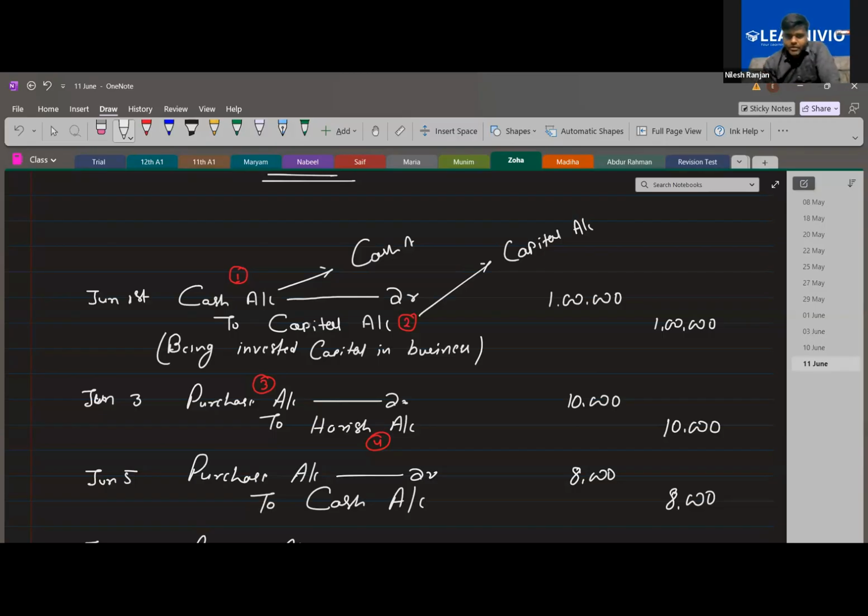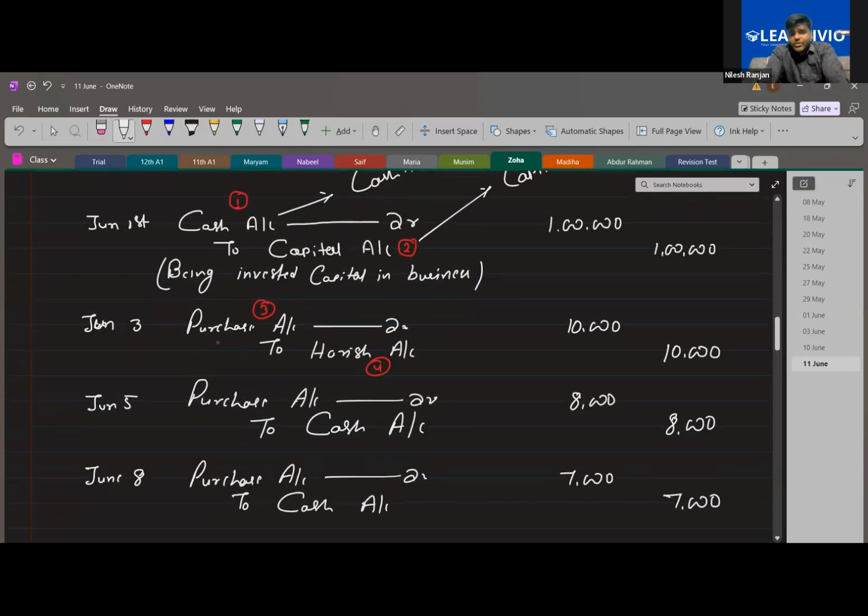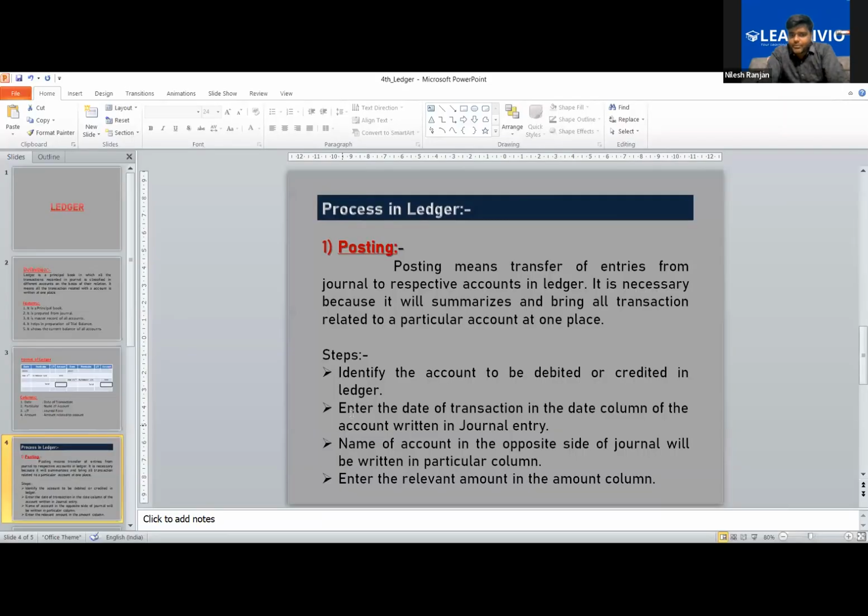I'm just talking about this step. Can you tell me this transaction, the June 3 transaction, purchase to Harish, where will it go? It will go to the purchase account, yes, and then Harish will go to the Harish account, yes. So if there are two account names written in the journal, then it will go to two accounts. If it is three, then it will go to three accounts. This part is clear.